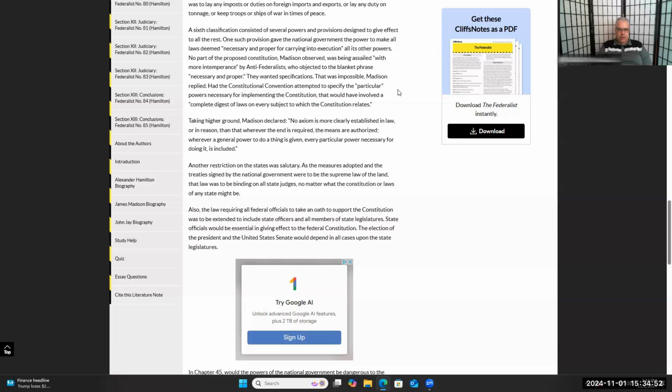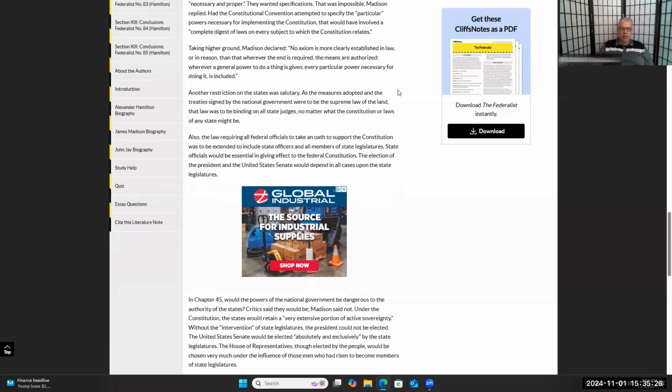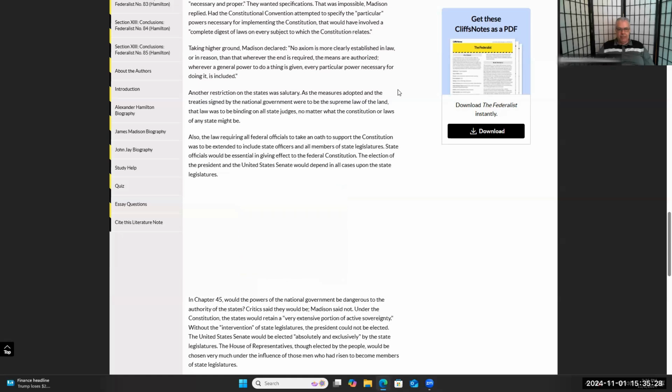No part of the proposed Constitution, Madison observed, was being assailed with more intemperance by anti-federalists who objected to the blanket phrase necessary and proper. They wanted specifications, which is good. That was impossible, Madison replied. Maybe not. At the Constitutional Convention, attempted to specify the particular powers necessary for implementing the Constitution. That would involve a complete digest of laws on every subject to which the Constitution relates. All right, you don't have to do that, James. Just kind of give us a general outline. But that's how he was thinking.